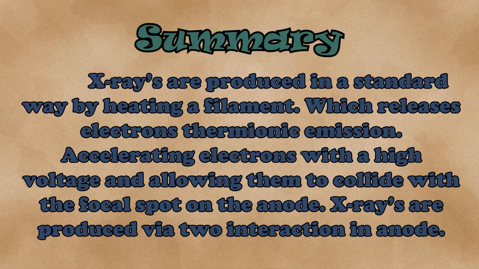X-rays are produced in a standard way by heating a filament, which releases electrons by thermionic emission, accelerating the electrons with a high voltage and allowing them to collide with the focal spot on the anode. X-rays are produced via two interactions in the anode.